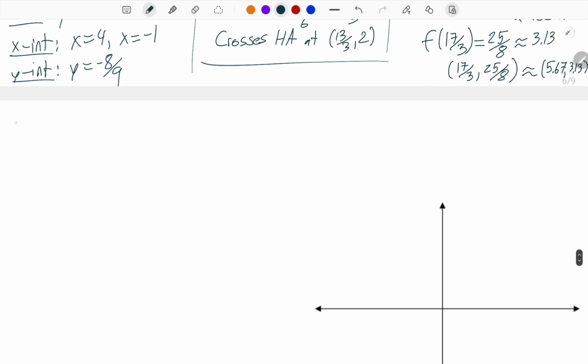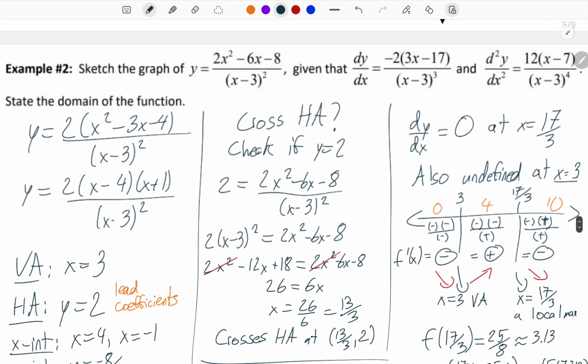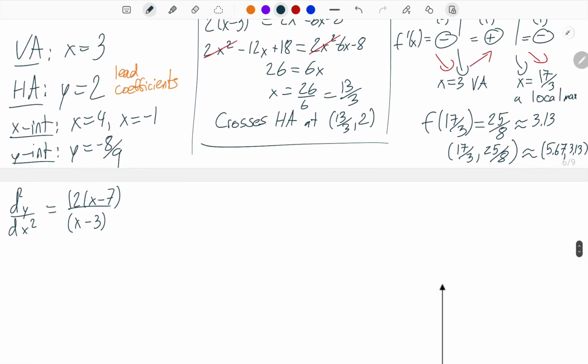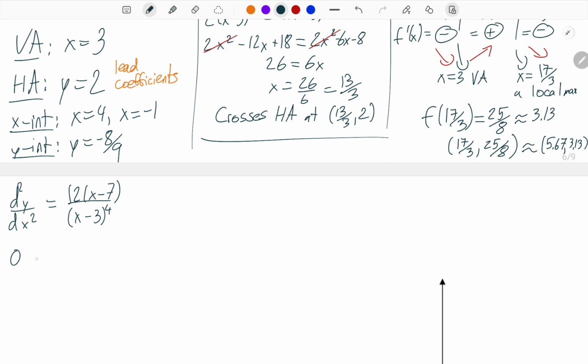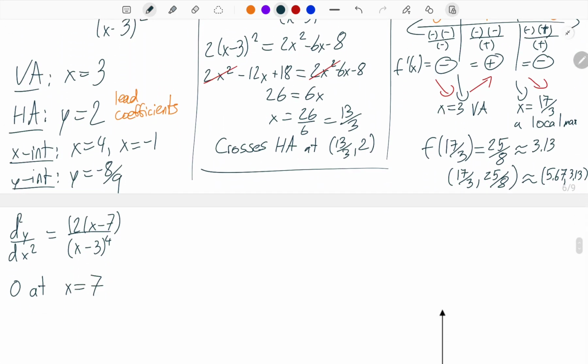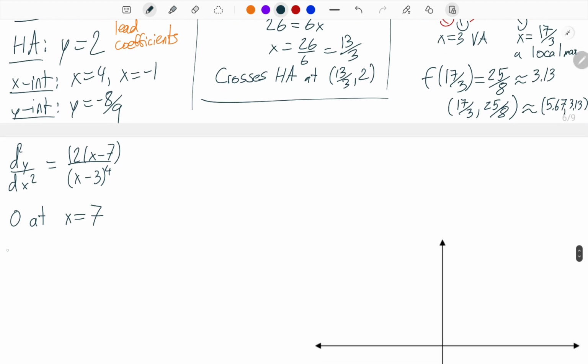Okay, lastly, the second derivative. So let's figure out what d squared y by dx squared is, and we have (12x minus 7) over (x minus 3) to the 4. I'm just going to rewrite it down here. We can start off with when is it 0. So 0 at x equal to, well, let me just be careful. Okay, I wrote that down correctly. So x equal to 7. That works out nicely. And then also, when is it undefined? Because things might change there. Undefined at x equal to 3.